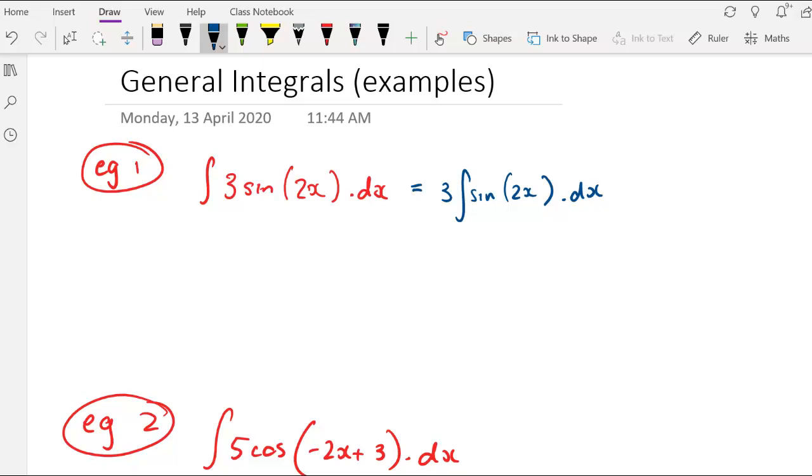In this case, we're looking at the integral of sine, and we've got a linear factor that's 2x. So it will end up being 3 multiplied by 1 on a, which in this case is 1 on 2. Now, of course, the whole thing is negative because the integral of sine is negative cos. So 1 on 2 cos 2x plus c. So we end up with negative 3 on 2 cos 2x plus c. Okay, so a very simple integral there.